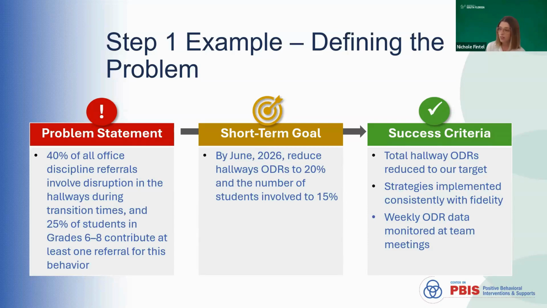And then they also include success criteria. So that involves implementing their strategies with high fidelity, monitoring their data weekly, and meeting those short-term goals. So this level of precision gives teams a shared understanding of what they're trying to change and how they'll know if they're successful.